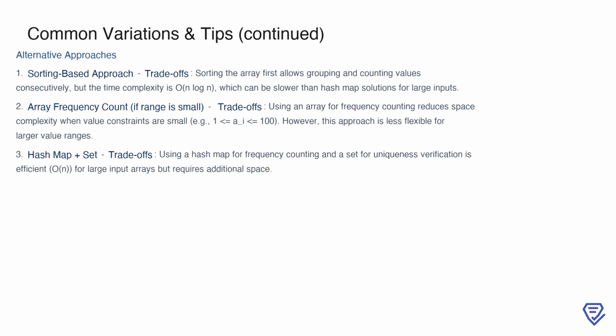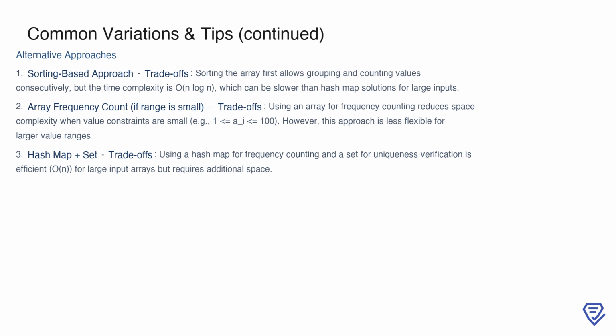There are also alternative approaches to solving this problem, each with its own trade-offs. One option is a sorting-based approach. By sorting the array first, you can group and count values consecutively, which simplifies the logic. However, this method has a time complexity of O(n log n), making it less efficient than hash map solutions for very large inputs. Another alternative is using an array for frequency counting, which works well when the value range is small, such as 1 to 100.